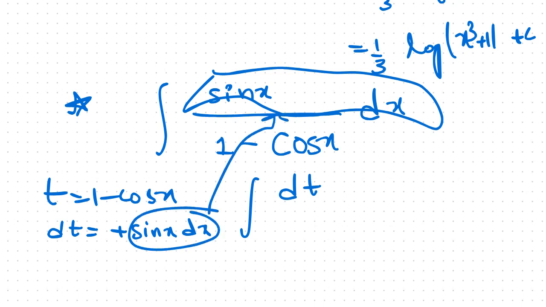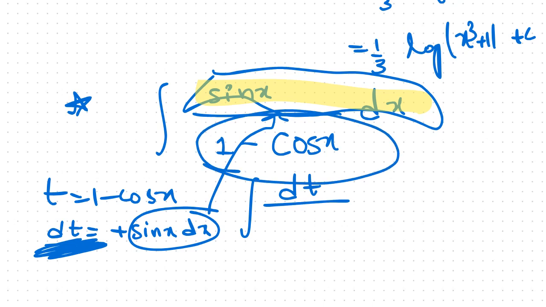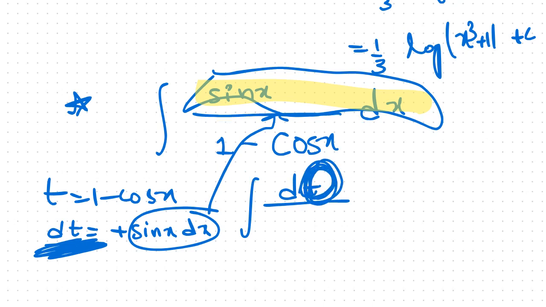So instead of writing sin x dx, can I write just this? dt. So the upper part is dt. And the denominator, what is this? 1 minus cos x. Think in terms of the new variable now. The new player in this question is t. 1 minus cos x is t, right? So it will be dt by t.